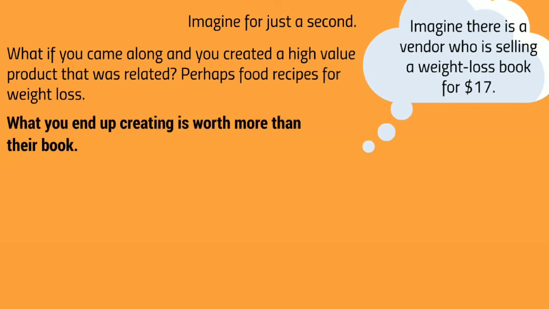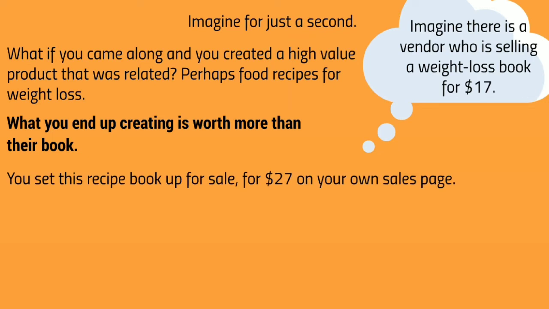And let's say you do that. What you end up with is a book or a video that is worth more than their book. So in this case, you can set the recipe book up for sale on an actual sales page for $27. Somebody is selling a $17 book or something lower. Basically, you want to make sure that your high value product is either double or a little bit more money than what they are selling, and the reason is that it's going to get the vendor to more likely say yes. Now, it's got to be realistic. If you're offering something of low value and just bumping up the price, that's not going to work anyway.